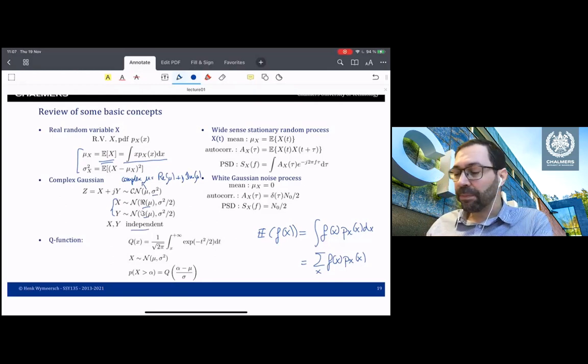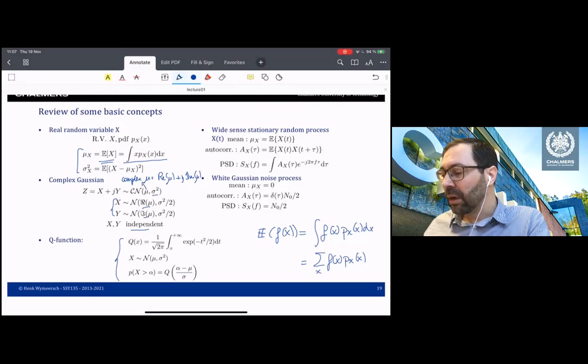You could create complex Gaussian random variables with different variances, or not independent x and y, but then they would not be proper complex Gaussian random variables. So for some lectures, we also use the Q function, which describes the tail of the Gaussian distribution, given by these expressions.